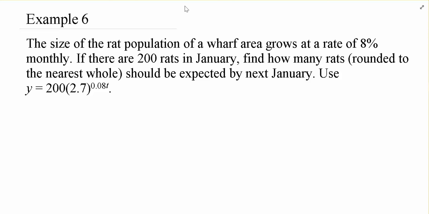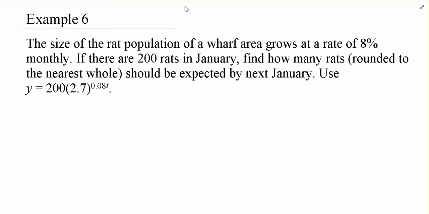The size of the rat population of a wharf area grows at a rate of 8% monthly. If there are 200 rats in January, find how many rats, rounded to the nearest whole number because we don't want portions of a rat, we should expect by next January. And use the equation 200 times 2.7 to the 0.08t.